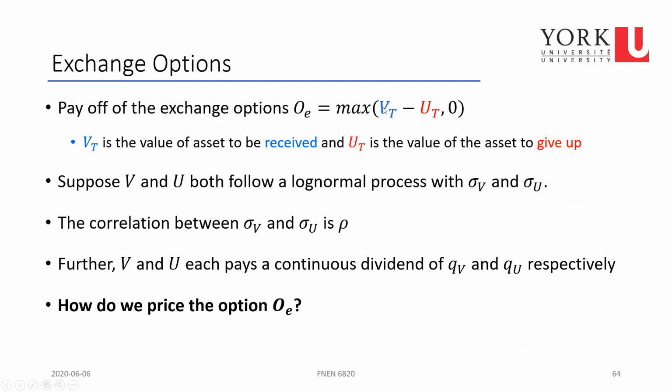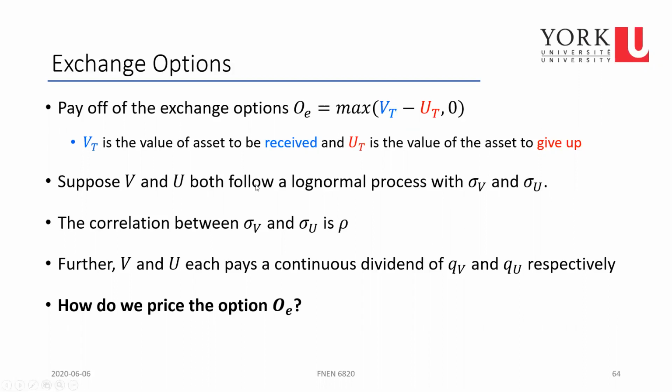If the price of V is greater than the price of U, obviously you will do the exchange. If the price of V is less than the price of U, this exchange option will have a value of 0 because you're not going to do that exchange.